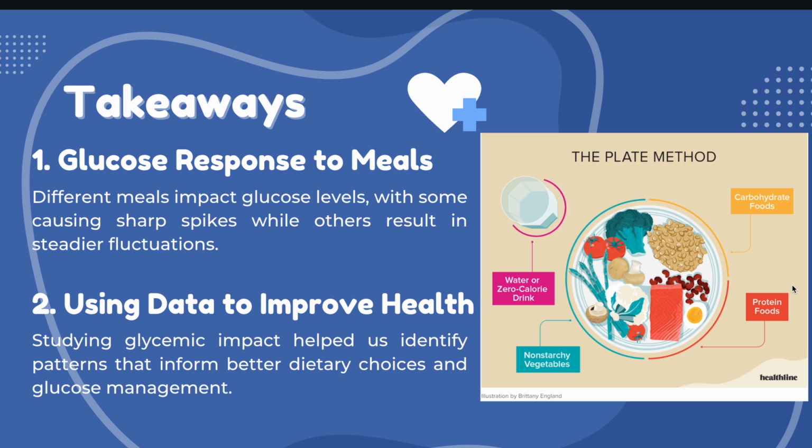We highlight how different meals impact glucose levels, with some causing sharp spikes, while others result in steadier fluctuations. Late-night meals often keep glucose elevated for longer compared to earlier meals. High sugar and high-carb meals tend to trigger larger spikes, whereas protein and healthy fats contribute to more stable glucose levels. Studying glycemic impact helps us identify patterns that help inform better dietary choices and glucose management.